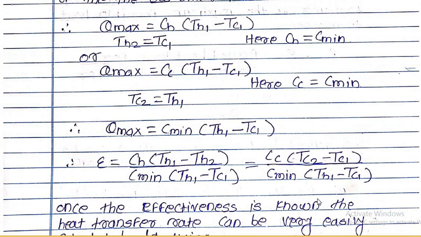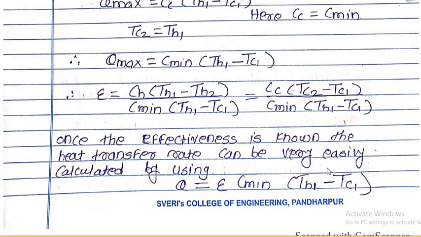Once the effectiveness is known, the heat transfer rate can be very easily calculated by using the equation Q is equal to effectiveness multiplied by C minimum into bracket Th1 minus Tc1. You have to remember this equation. In case of effectiveness, heat transfer rate can be calculated by using this particular equation, that is nothing but Q is equal to effectiveness multiplied by C minimum into bracket Th1 minus Tc1.